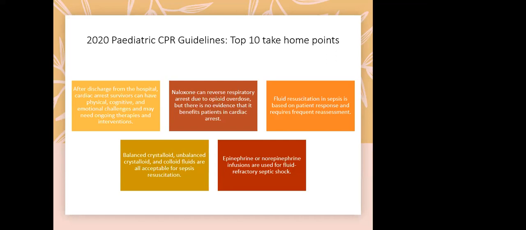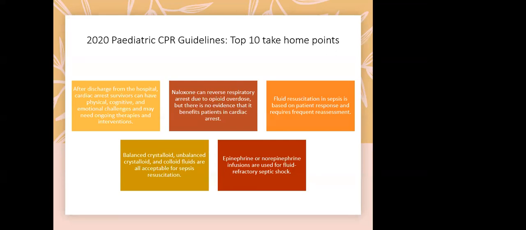After discharge from the hospital, all cardiac arrest survivors may have physical, cognitive, and emotional challenges, and therefore we need ongoing therapies and interventions. Know that naloxone can help reverse respiratory arrest due to opioid overdose, but it does not seem to have any benefit in patients in cardiac arrest.